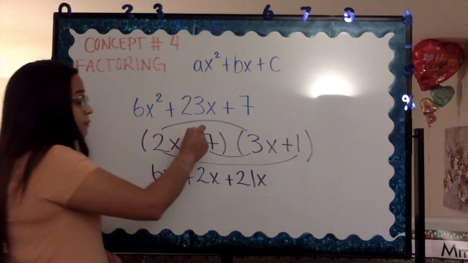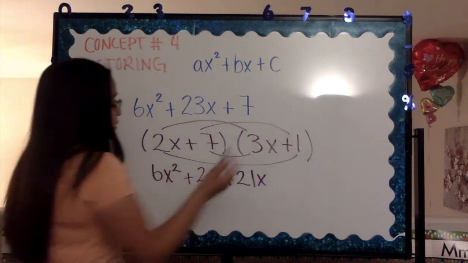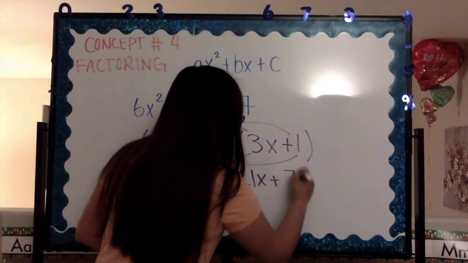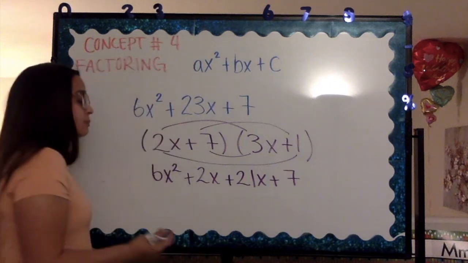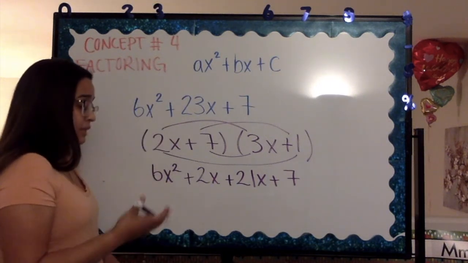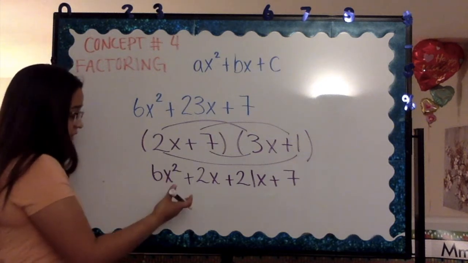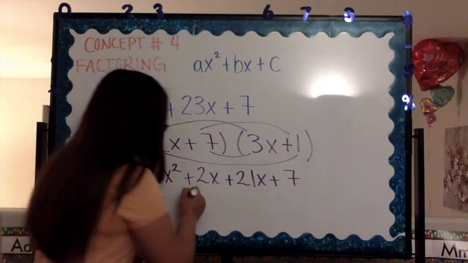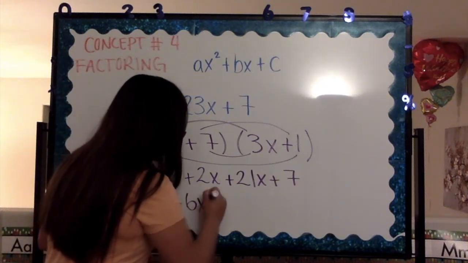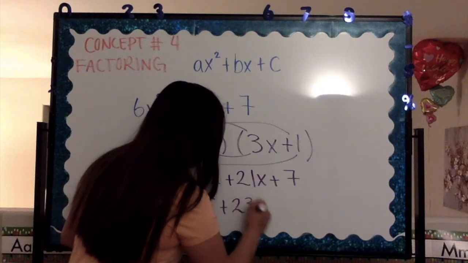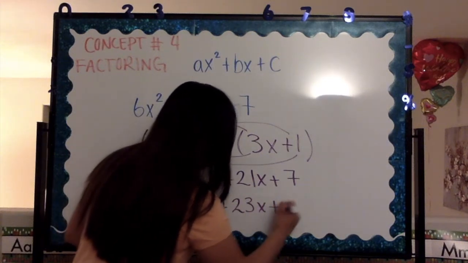Then I'm multiplying my last two numbers, which are 7 and 1. That equals 7. Now, I'm going to be combining like terms, which in this case is my 2x and my 21x. So I have 6x squared plus 23x plus 7.